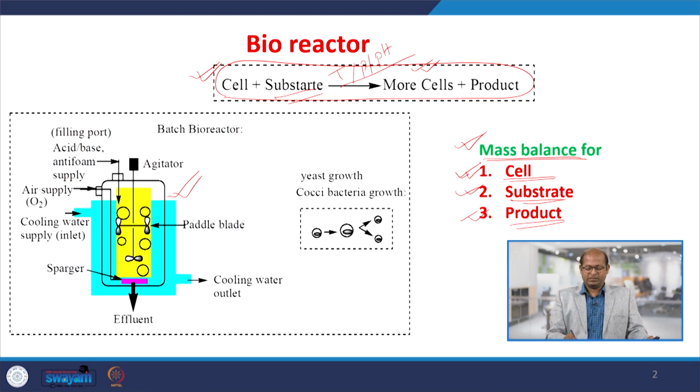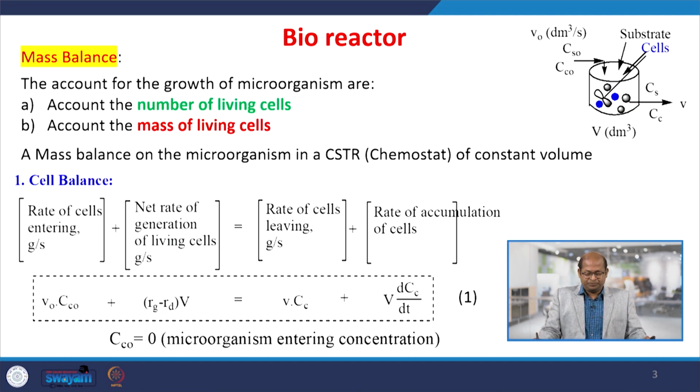Not only that, this type of reaction is not very simple. If we want to know the individual component concentrations, meaning cell, substrate and product concentrations, we have to do the material balance overall. Let us say this is a flow system. The substrate as well as cells that we feed into the reactor are at a volumetric flow rate of V0 dm³ per second. It is a CSTR that was taken here.